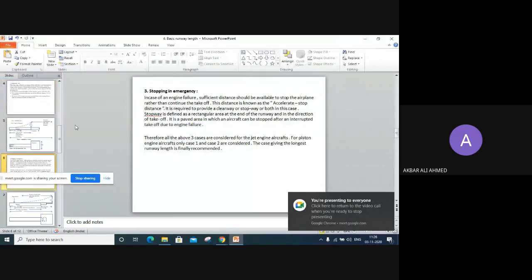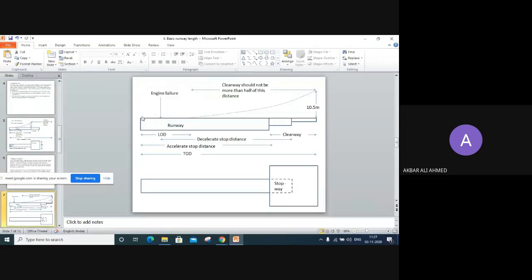Then stopping in emergency. Sometimes when the aeroplane wants to take off, suddenly some engine failure takes place. Say at this point, the aeroplane is coming slowly and is just trying to accelerate, but suddenly the engine fails. So what happens? It has to stop somewhere. How do we take care of that? We'll see here.